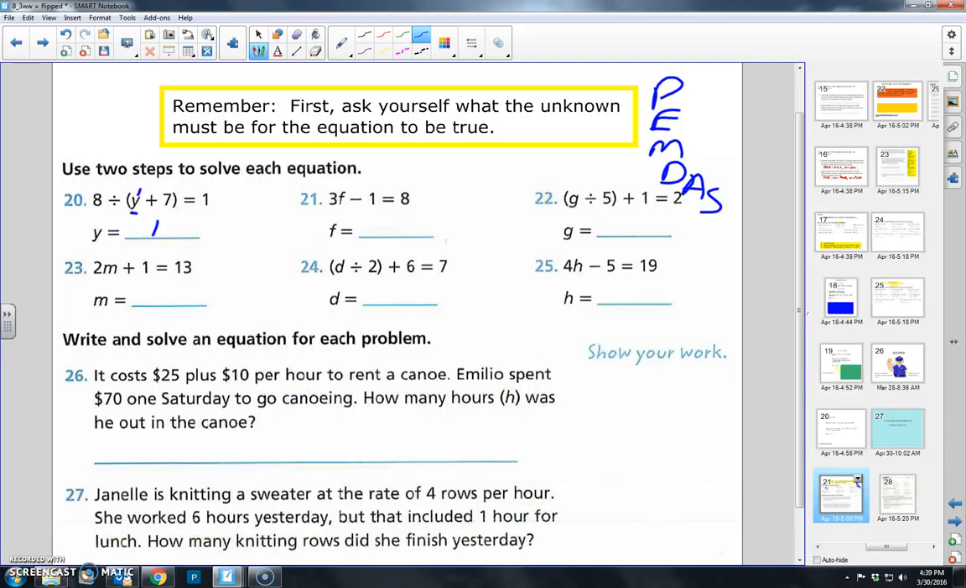Okay? So I know that 3f, 3 times something minus 1 is 8. So I know that 3 times 3 is 9. 9 minus 1 is 8. G, I know that, let's see, what do I know about this one? Something divided by 5. So I can go 5 divided by 5 is 1. 1 plus 1 is 2. So we'll say that is 5. 2m, this could be 6. 2m, 2 times 6 is 12, plus 1 is 13.